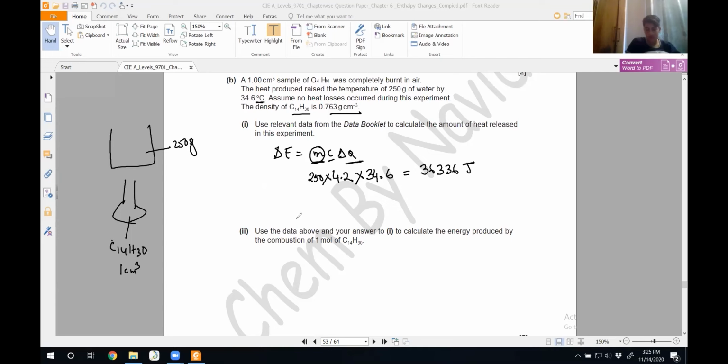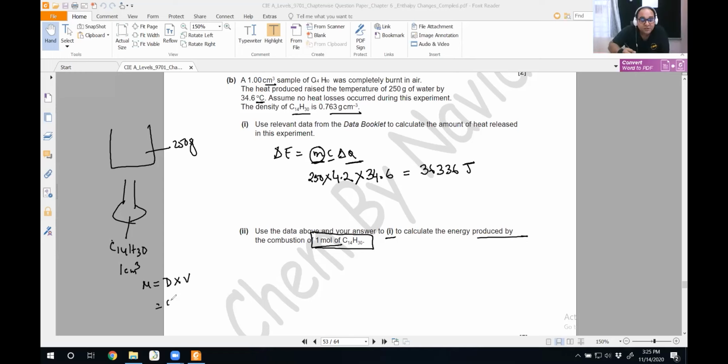Now, use the data above and your answer to 1 to calculate the energy produced by the combustion of 1 mole of this. So what information do we have of this C14H30? We have the volume and we have the density. So then what do we need to convert it into? We need to find the mass. So mass is equal to density into volume. So density is 0.763 and volume is 1, which is 0.763 grams, right? Yes, sir.